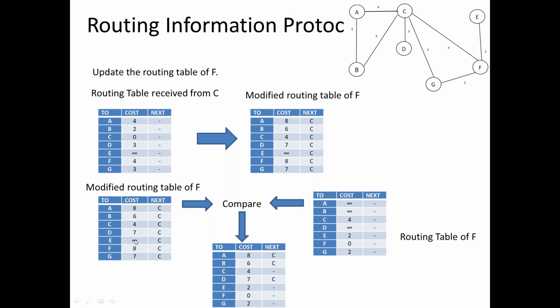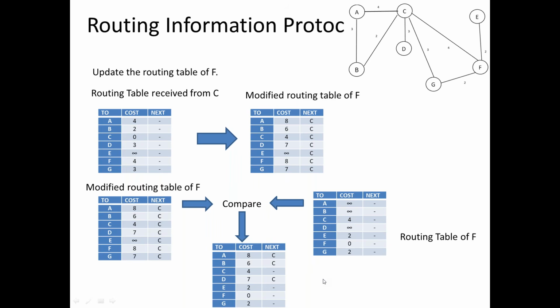When we compare with the modified routing table, for E it is infinity, for F it is 8 and for G it is 7. So infinity is the value in the initial table, the smaller value, so I have to take this. Now the final routing table of F is: A is 8, B is 6, and these are through C; C is 4, with no intermediate node; D is 7 through the intermediate node C; and for E, F and G the costs are infinity and there is no intermediate value.